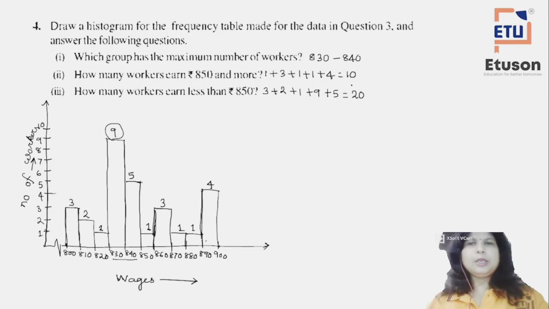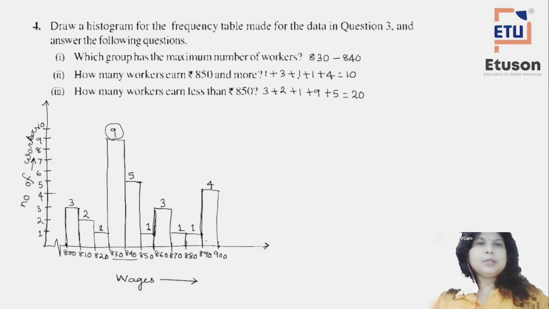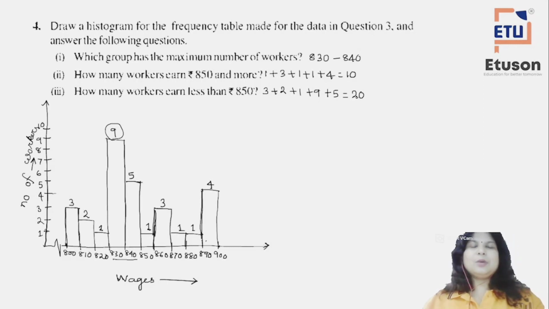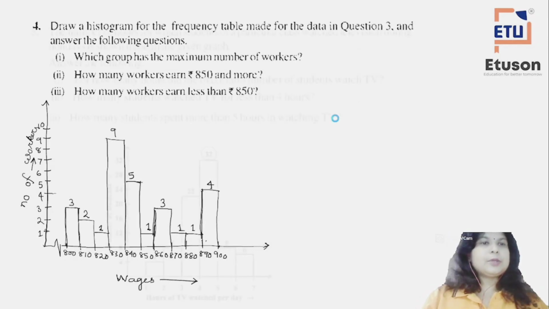So this 20 is nothing but, you can see, when 10 is subtracted from 30, you are getting the same answer, because 10 was representing workers earning more than 850 and 20 is representing workers earning less than 850. Correct or not? So both ways you can find out. Hope you have understood, children. Now let us go to the next question.